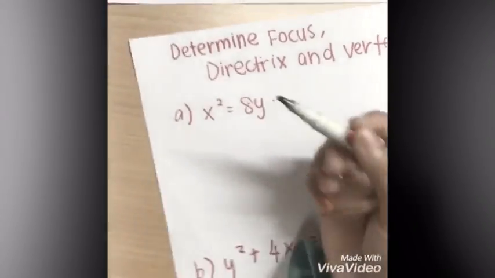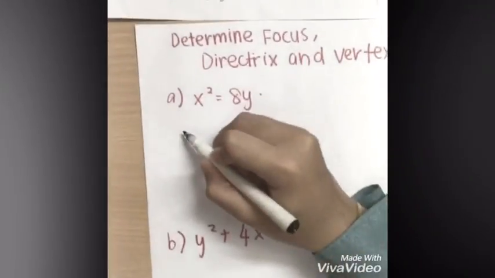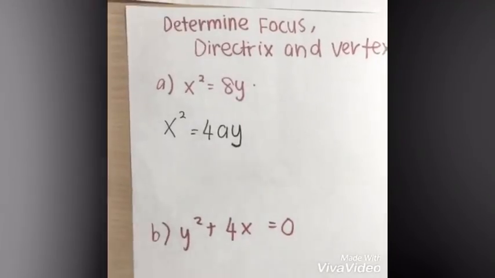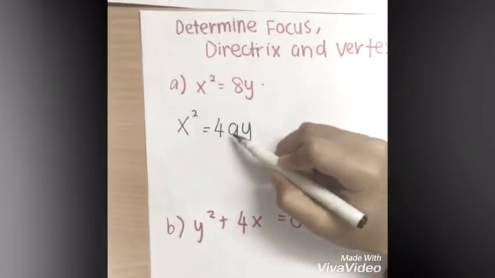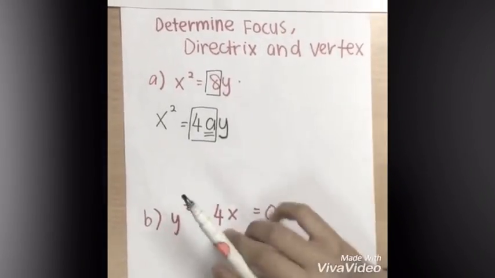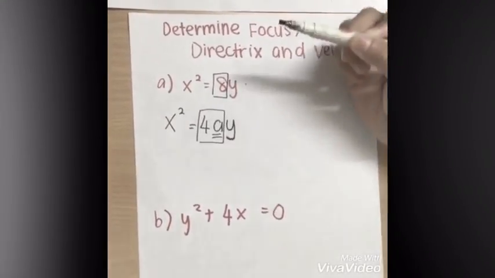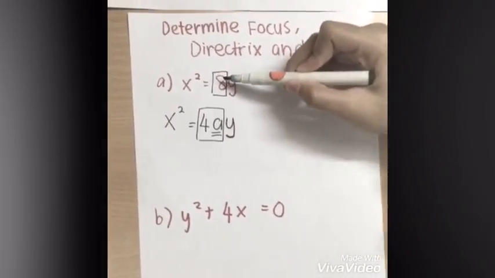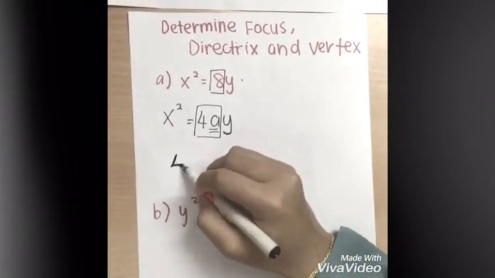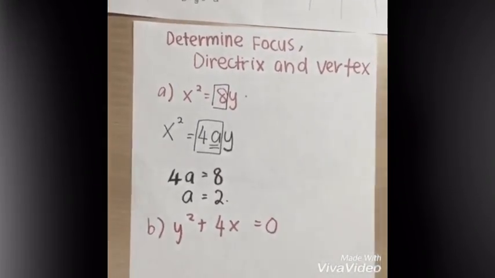Here, I'll write it for you. First of all, we put this equation into this equation. In this situation, we have to find a. We use the equation of this graph, and we compare 4a and the coefficient of y. How to find a: 4a equals 8, so a equals 2. Now, we get a.